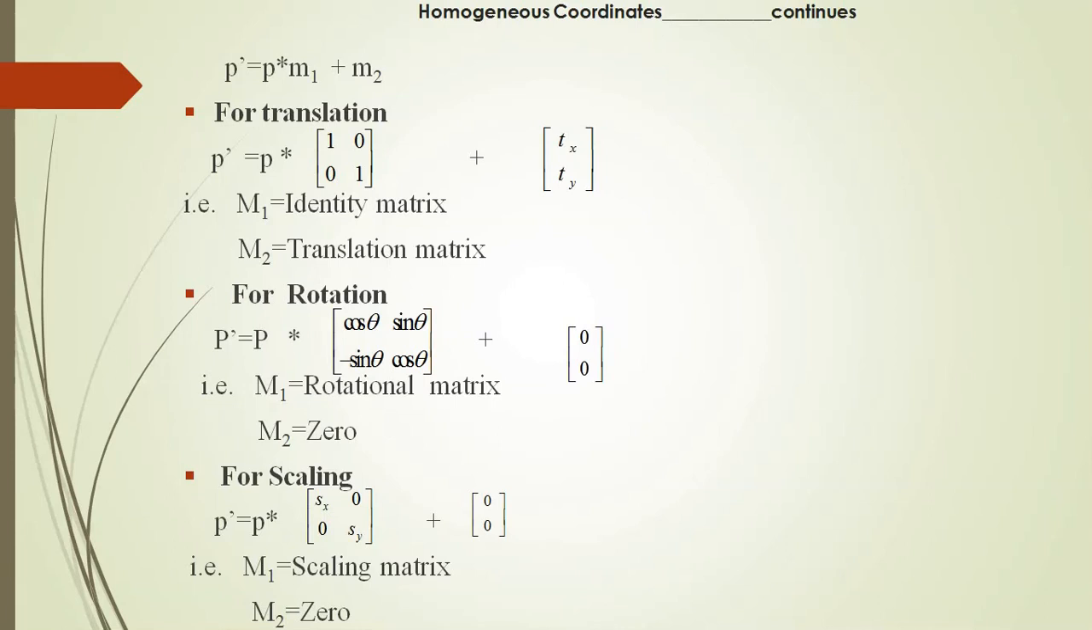So basically the formula is P dash is equal to P into M1 plus M2, and by using this formula we changed only the matrix, that is M1. First in translation M1 is equal to the identity matrix, in rotation M1 is equal to the rotation matrix, and after that in scaling M1 is equal to the scaling matrix. So in every transformation, that is translation, rotation and scaling, only the matrix is changed.